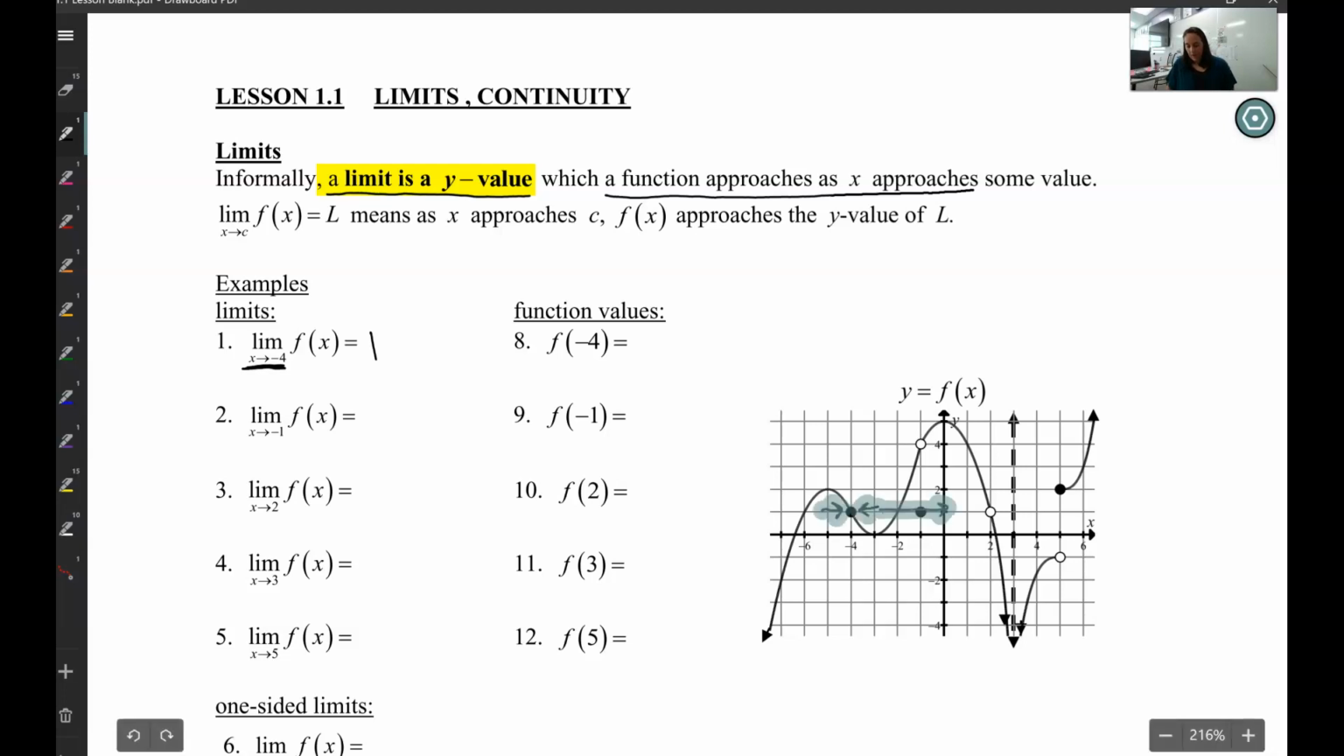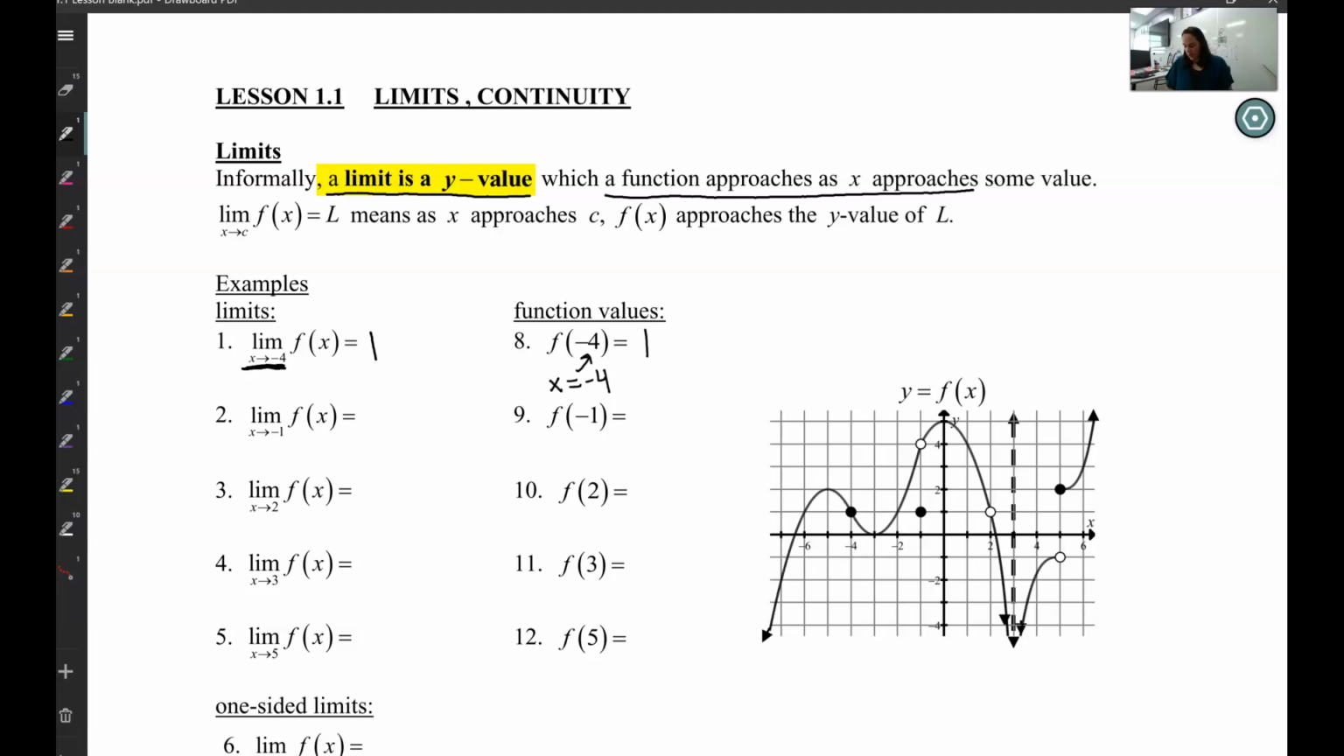Now note, this is different than this. f(-4) means what is the y value when x equals -4. That's different than over here where x is approaching -4. That's different than when x equals -4. So if we look where x equals -4, that function value is 1. They're the same. That's not always true though.